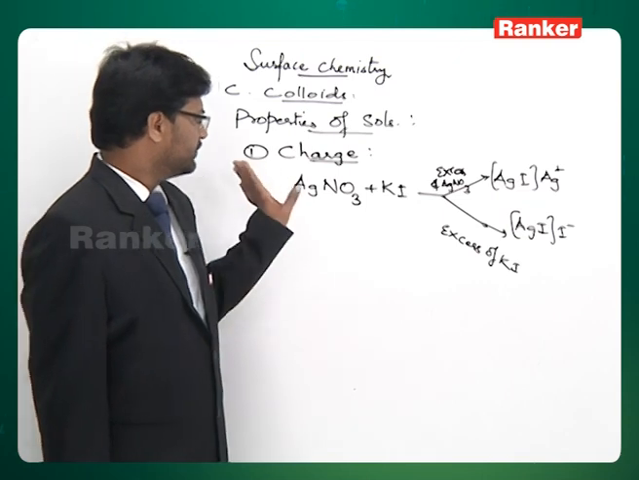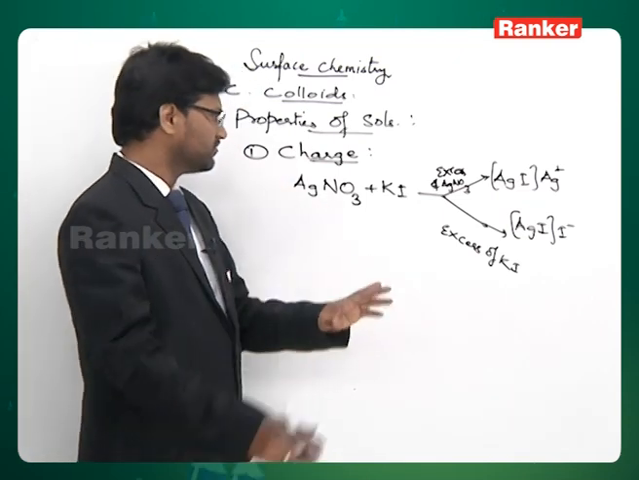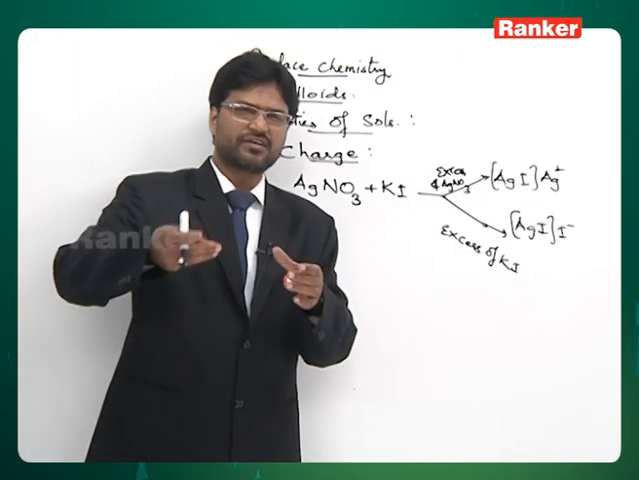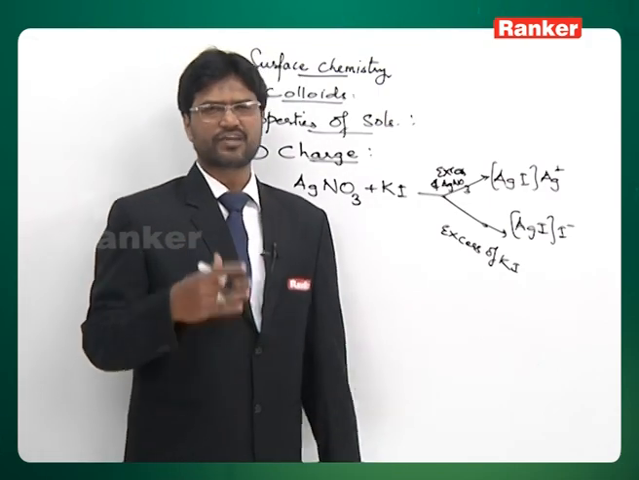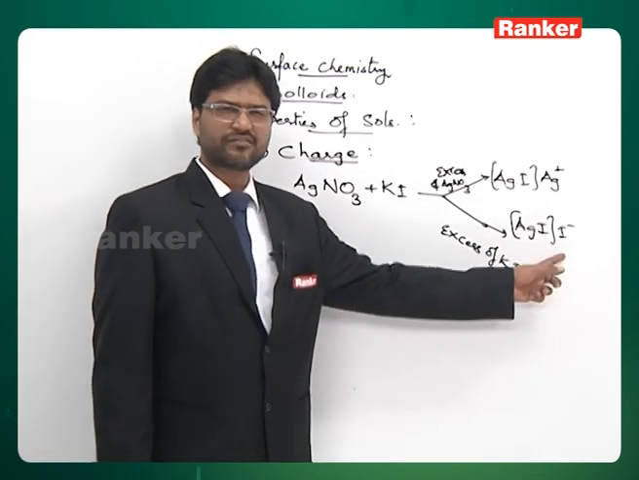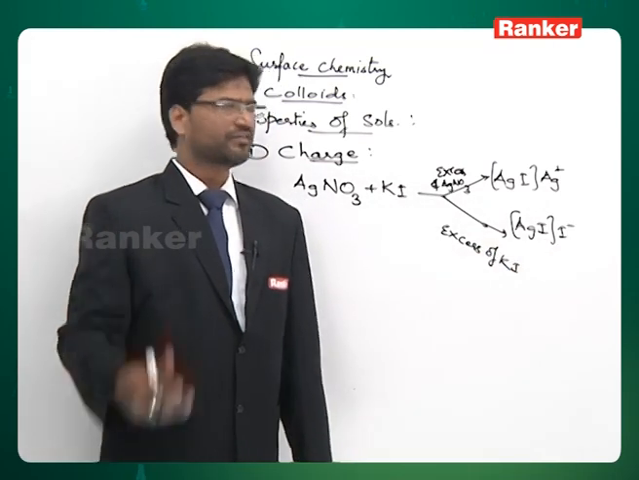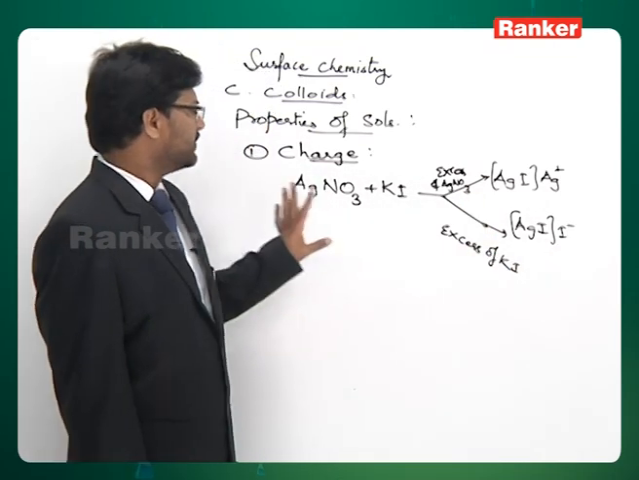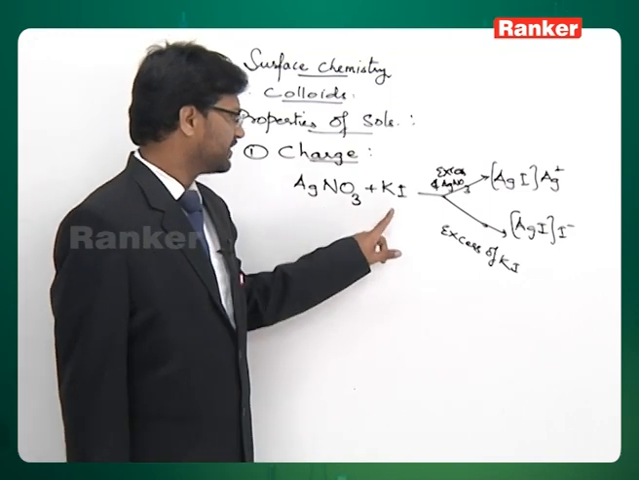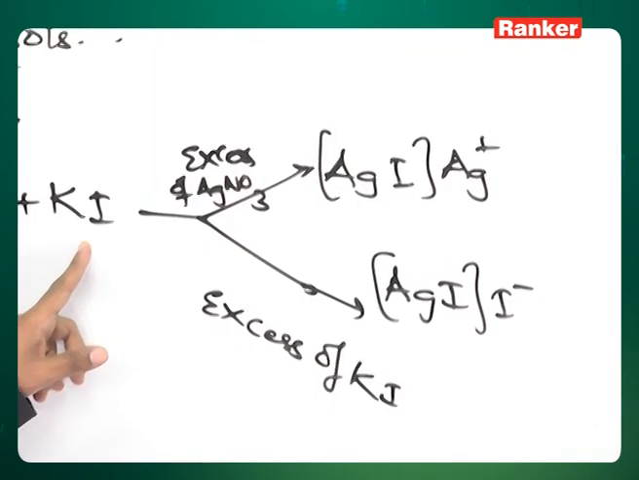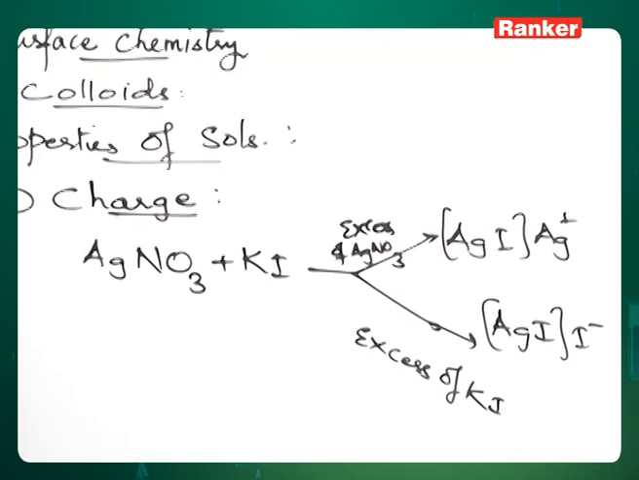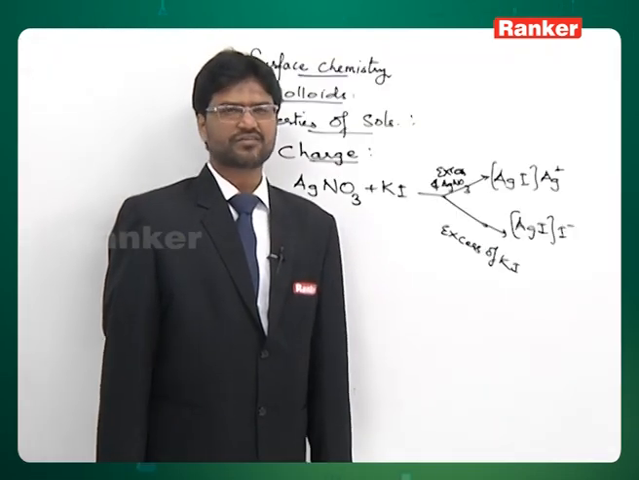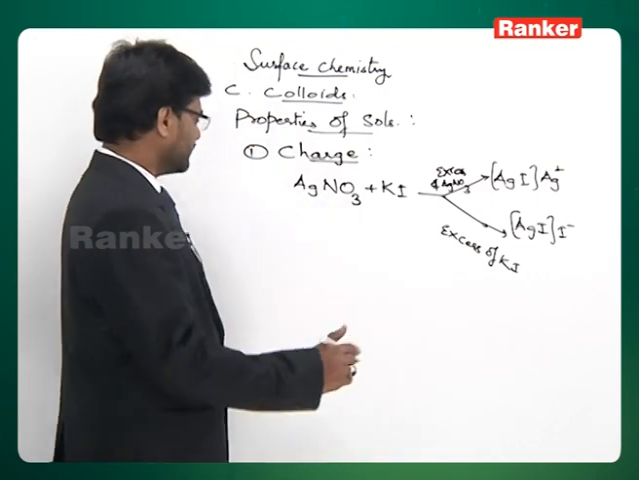So during the preparation of colloidal solutions, this can be achieved even after precipitation of AgI. You add a little KI to the precipitate of AgI, then it can be transformed into a negative sol. If you add AgNO3, you get a positive sol. So it all depends upon what substance you have taken in excess. Then the common ion gets adsorbed on the surface of colloidal particles, and that is responsible for development of charge on the colloidal particles.